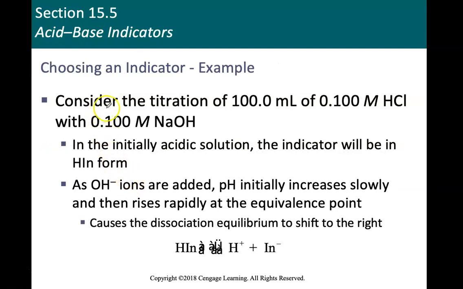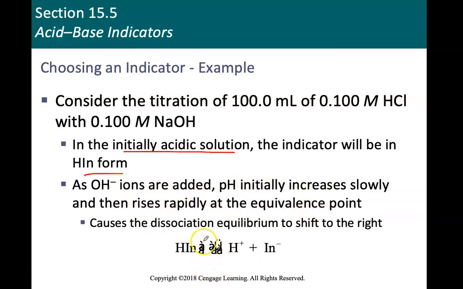Now let's look at an example here. Consider the titration of 100 ml of 0.1 molar HCl and 0.1 molar NaOH. All right, so they have pretty much the same concentration, and if you start with 100 ml, let's look at the changes to the indicator in general if we choose one indicator. Initially, in acidic solution, the indicator will have the H-ion form. As OH is added, pH initially increases slowly and then rises rapidly at the equivalence point.